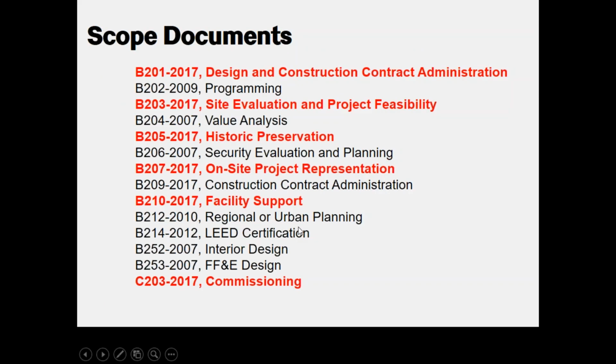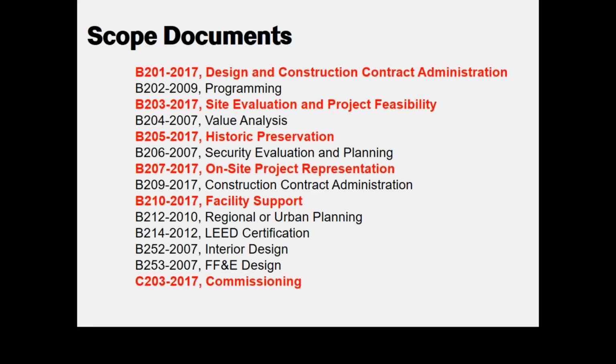So here is, I believe, a comprehensive list of the scope documents that we offer. The ones in red on the screen are the ones that have been revised this year, and that I'm going to talk about today. But keep in mind, we offer quite a lot of other scope documents that you can add to an owner-architect agreement if you're doing that type of work. For example, we have a regional and urban planning document. We have a LEED certification document.